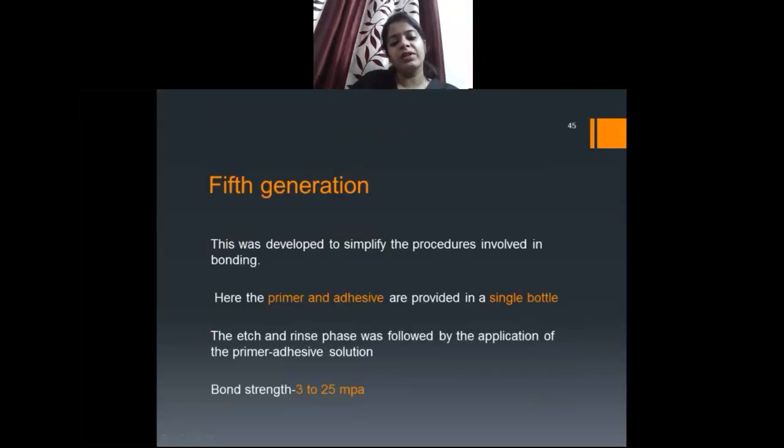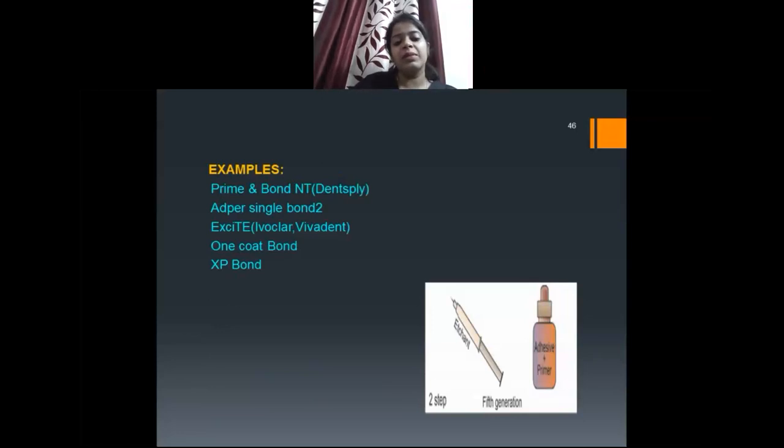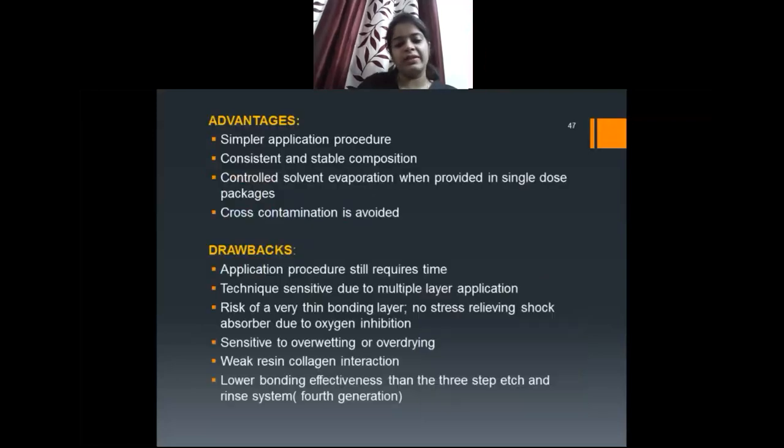Coming to the fifth generation, this was developed to simplify the procedure involved in bonding. Here, the primer and the adhesive are provided in a single bottle. The etch and rinse phase was followed by the application of the primer adhesive solution. The bond strength was 3 to 25 megapascal. The examples are Prime and Bond NT, Adper Single Bond, Excite, One Coat Bond, XP Bond, etc.